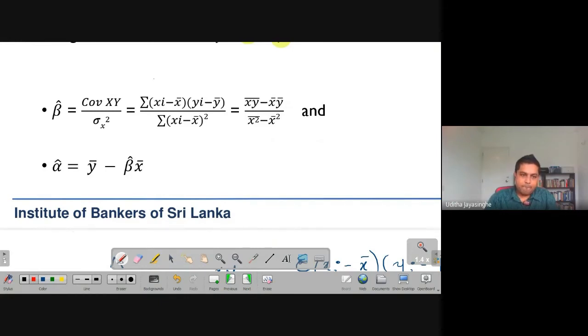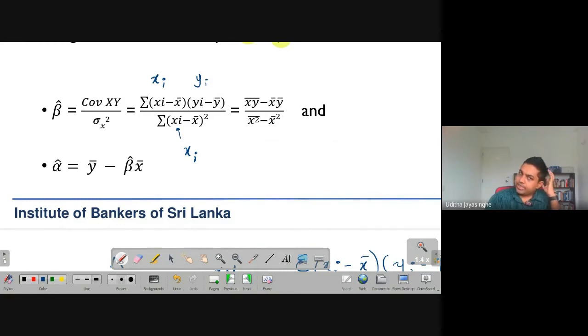This xi is going to be something like this. This one also is going to be something like xi, not x and i. Yeah, sorry about that. Yi is the same thing. Yi means the ith number of the y variable.